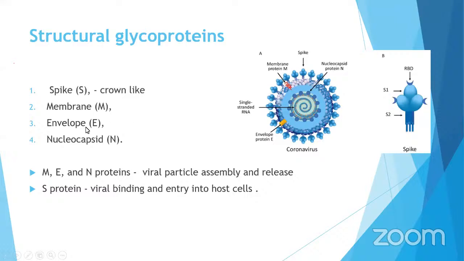Another is the membrane protein, E for envelope protein, and N for nucleocapsid protein. The M, E and N proteins are important in viral particle assembly and release from the host cell. The S protein is most important for viral binding and entry into the host cell. The genes for the S, E and N proteins are detected in RT-PCR. The S protein is also most important for vaccine development, and for neutralizing antibody development.